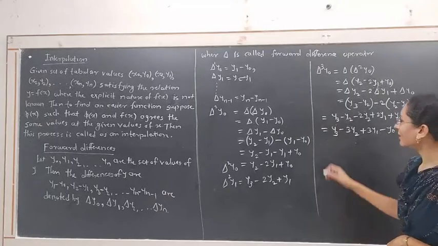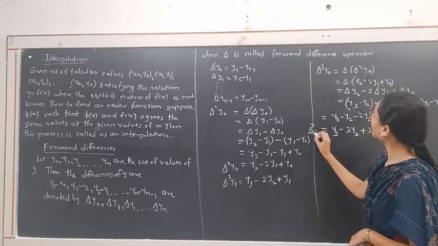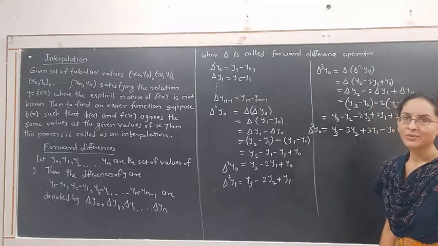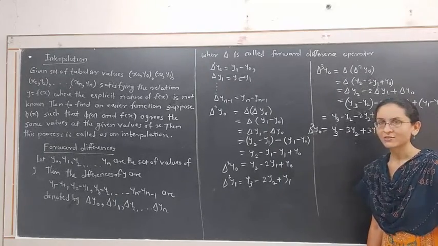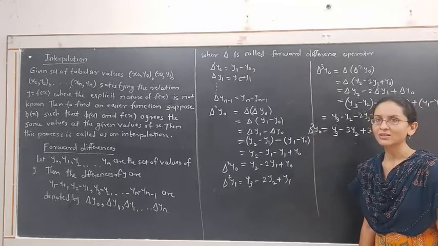This is the third order forward difference for the point y0. Similarly, we get del raised to n, by n minus 1. From these values, we can prepare the forward difference table.